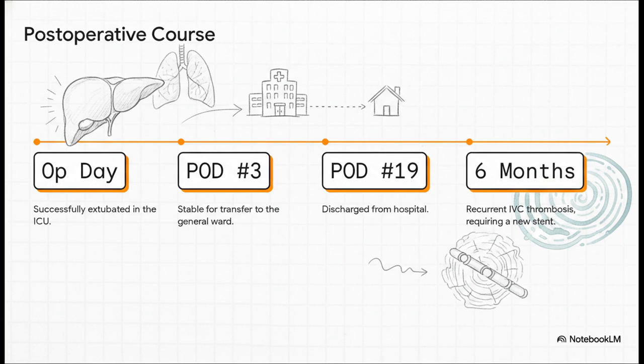However, the story doesn't end there. 6 months later, despite being on anticoagulation, she developed a recurrence of her IVC thrombosis. This just powerfully highlights the persistent and formidable nature of her underlying antiphospholipid syndrome. The transplant fixed her liver, but it did not cure her autoimmune disease.